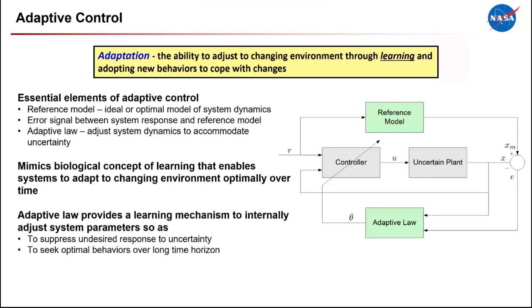So it is a way to mimic the biological system, the concept of learning that enables a system to adapt to a changing environment, essentially. So adaptive control provides a learning mechanism to internally adjust the system parameters so as to suppress any undesired response due to uncertainty, and also to seek optimal behaviors over a long time horizon. So next slide, please.